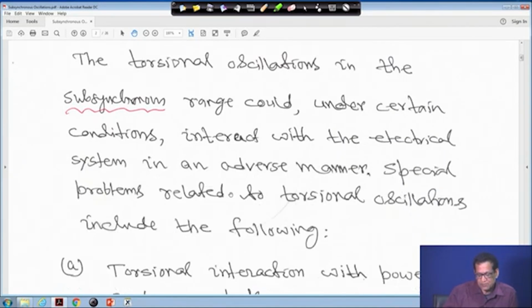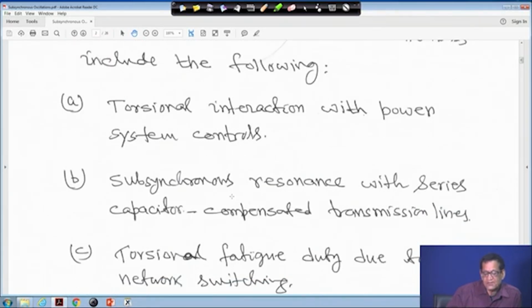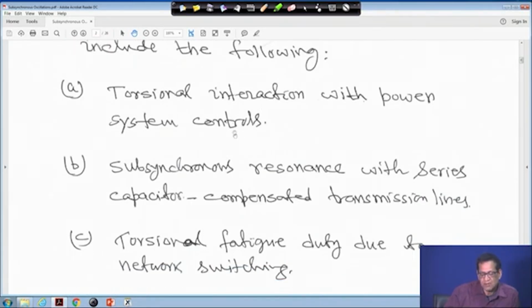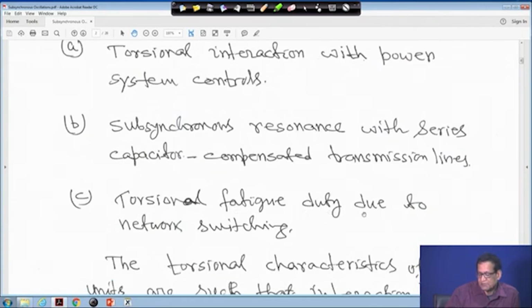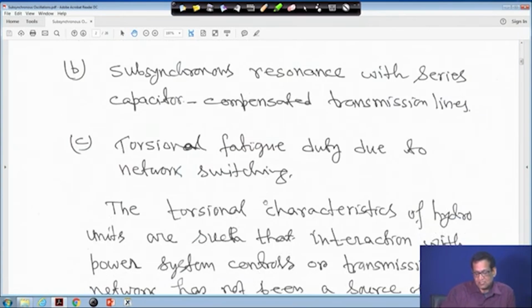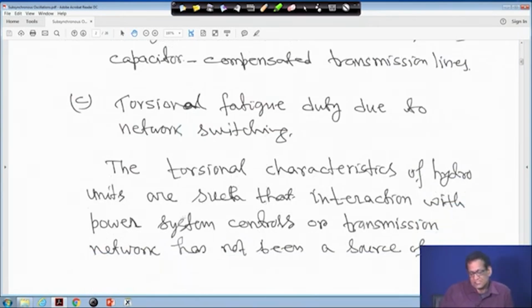So, the special problems related to torsional oscillations include the following: A, the torsional interaction with power system controls; subsynchronous resonance with series capacitor compensated transmission lines; and torsional fatigue duty due to network switching. The torsional characteristics of hydro units are such that interaction with power system controls or the transmission network has not been a source of concern.